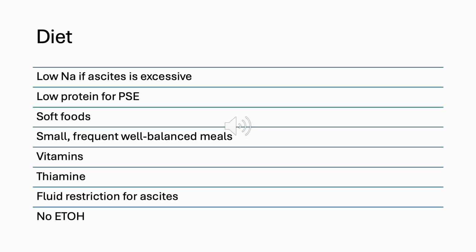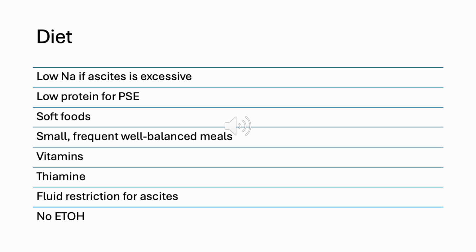Patient teaching regarding the diet in cirrhosis involves, if they're on a low sodium diet, you'll have to teach them about that, and that's usually prescribed if ascites is excessive. If they're on a low protein diet from PSE, you'll have to counsel them about eating low protein foods. They need soft foods if they have esophageal varices because if they eat, let's just say, potato chips, I just ate some, they can be a little hard, and as they're going through the esophagus, they might bust one of those varices. So that's why they need to eat soft food.